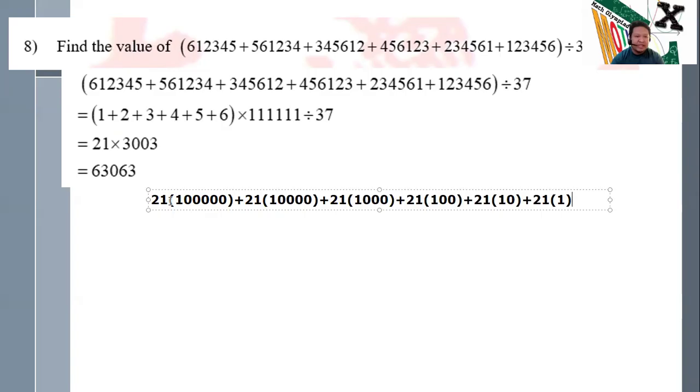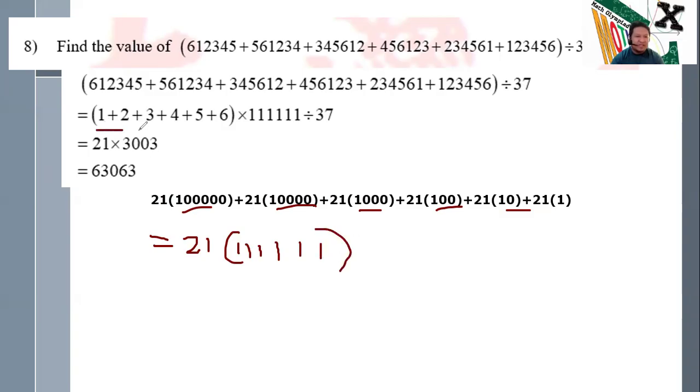As you can see, we can factor out the 21. If you factor out the 21, that will be 21 times the sum of 100,000, 10,000, 1,000, 100, 10, and 1, which is 111,111. That's why we have this: 21 times 111,111. So the 111,111 is divisible by 37, that's 3003. So that's 21 times 3003. That will be the answer for question number 8, and that's why we have that answer, 63063.